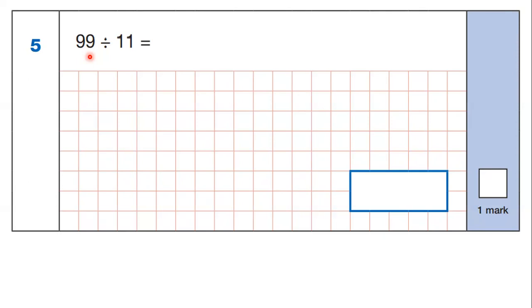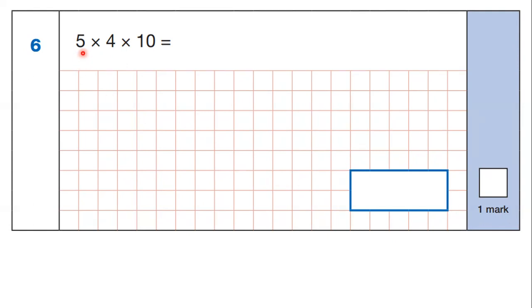Question 5, 99 divided by 11. You should know your times tables up to 12 times 12, so you should know that 9 times 11 is 99, which means our answer is 9.